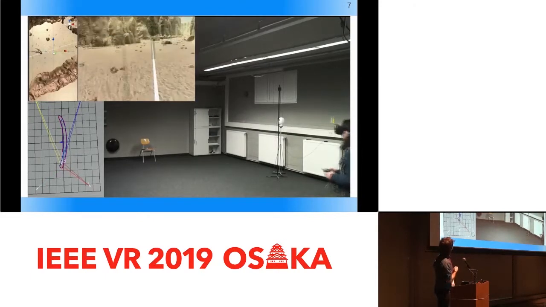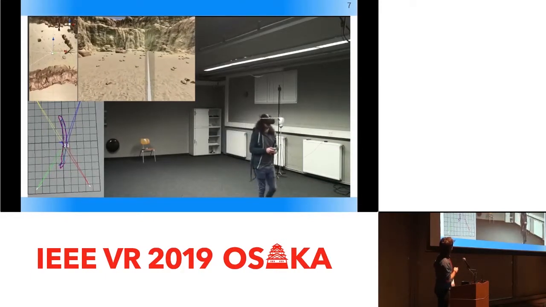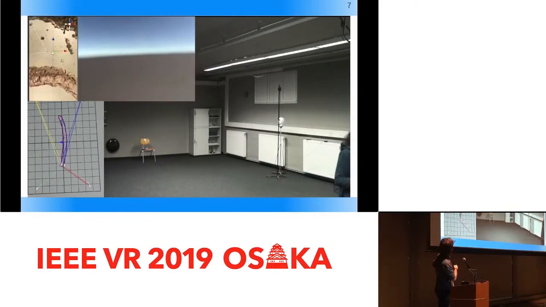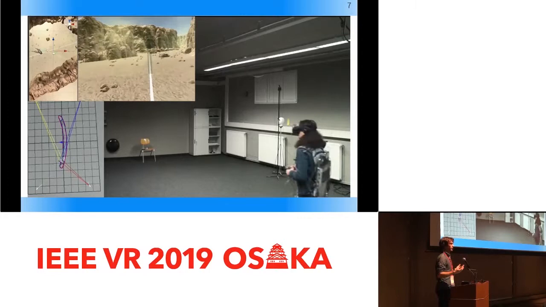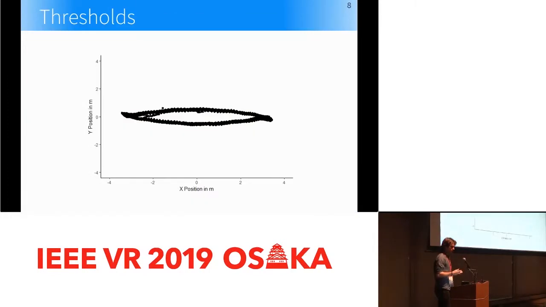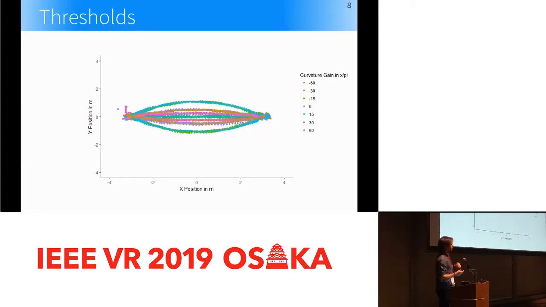We have this kind of desert scene over here. As you can see, the user is walking in a straight line in the virtual world, but in the physical world they are walking a curved path. So the curvature gain worked, and that's good. When we look at the position data, we can see that the curvature gain was working. But to measure the perception, we also had to measure thresholds. For that, we needed to vary the gain. We did this, and it looked like this. Let's have a look at the threshold measurements in this video clip over here.